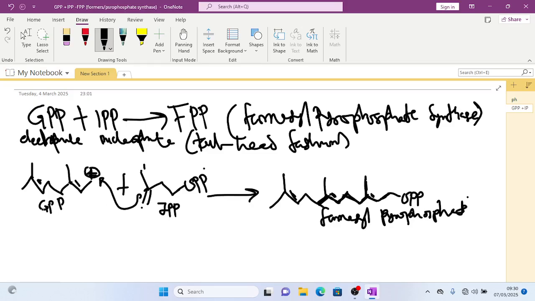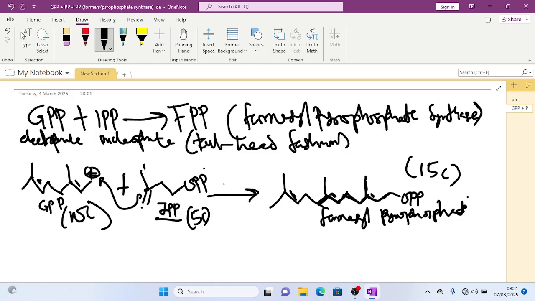So one geranyl pyrophosphate combines with one isopentenyl pyrophosphate in the presence of the enzyme farnesyl pyrophosphate synthase, so as to give us a 15-carbon farnesyl pyrophosphate. Geranyl is 10 carbon, isopentenyl is 5 carbon. So we get the 15-carbon farnesyl pyrophosphate.